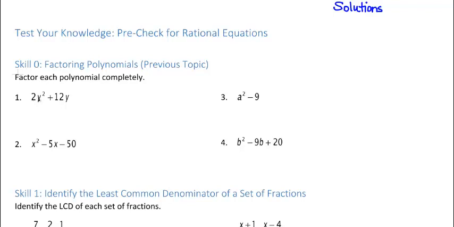If I wanted to factor 2y squared plus 12y, that's a binomial with a common factor of 2y. Dividing each of those terms by 2y leaves a y plus 6.